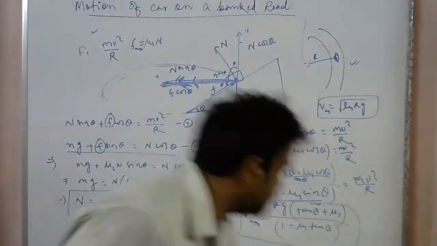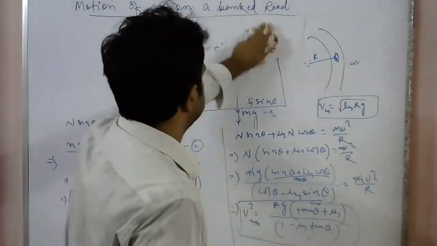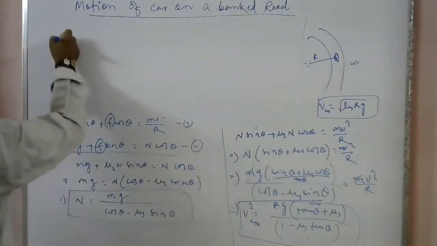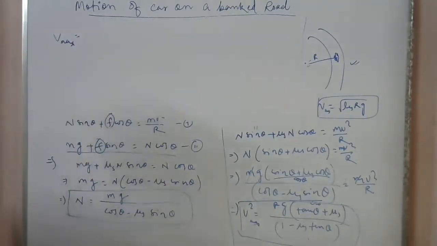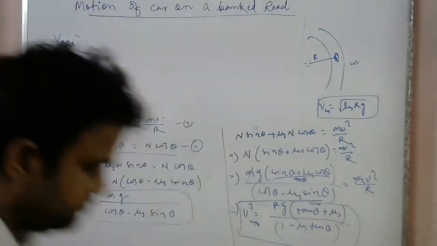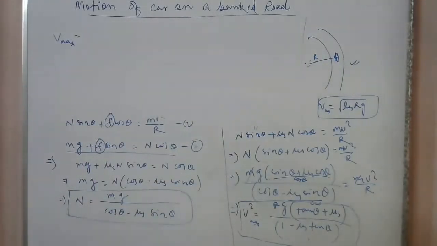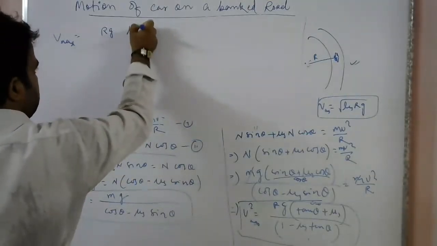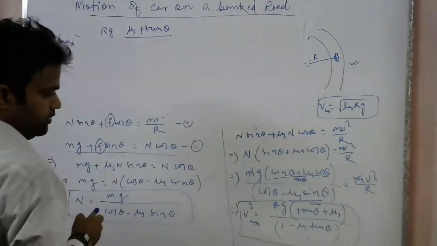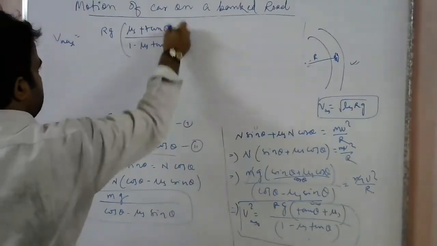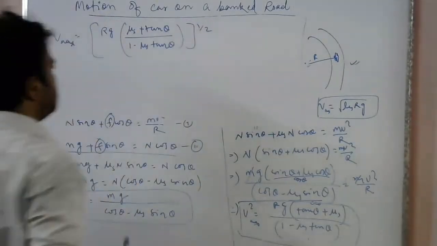Okay, so let me just write one conclusion: the V max, the maximum velocity of your vehicle on a banked road, is root over rg (mu s plus tan theta) by (1 minus mu s tan theta), to the power half means root over. Okay, so this is what we are getting.